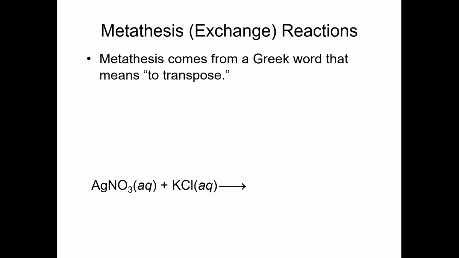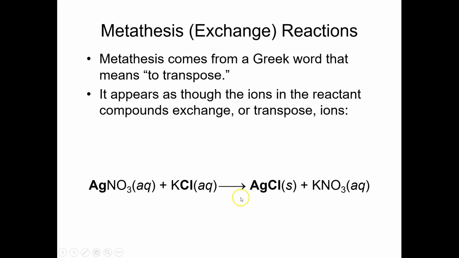So double displacement reactions are also known as metathesis reactions, and metathesis just simply means to exchange or transpose. And so if I take silver nitrate and potassium chloride and I transpose the cations and the anions, I'm going to get silver chloride and potassium nitrate. Potassium nitrate is soluble in water, but silver chloride is not. And so it will precipitate out of solution, just as we saw in the video there.